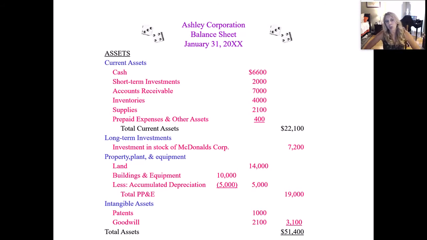So I'll add up my current assets, and again, they're going to be used within a year. That's what classifies them as current, okay? And they're also listed in their order of liquidity. So those current assets total $22,100.